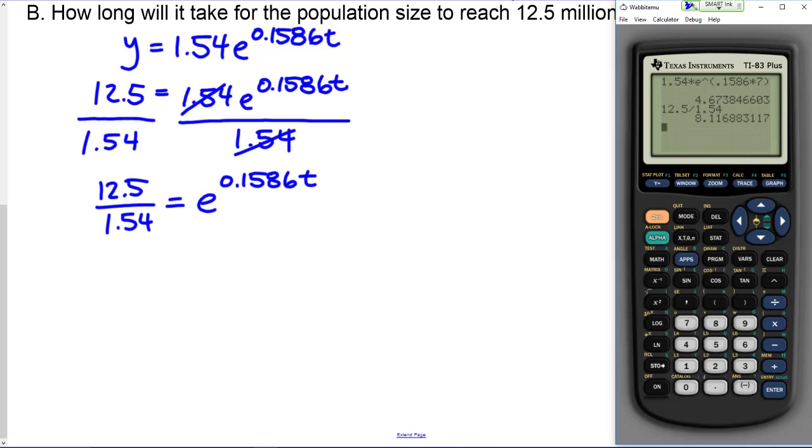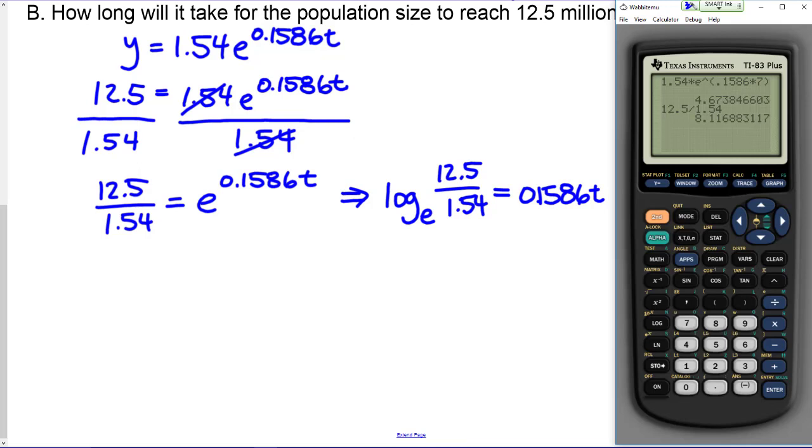I now need to continue solving my problem, which has a variable up in the exponent. So I'm going to have to change this into a logarithmic equation. So when I change it into a logarithmic equation, I'll do an ancillary step over here. It's going to be a log of the base, which is e, of the 12.5 over 1.54 equal to the exponent, 0.1586t.